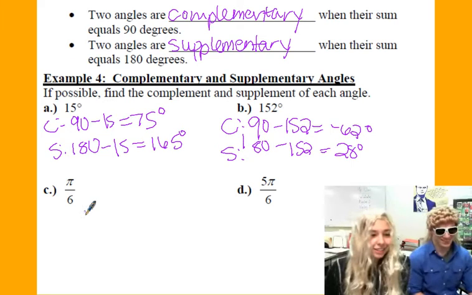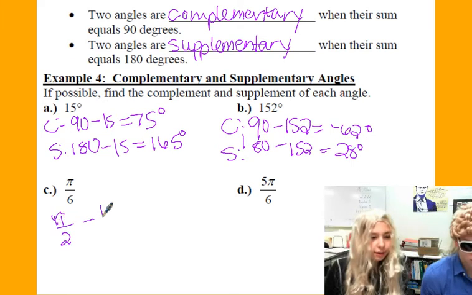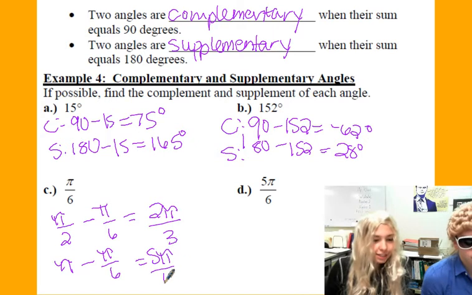Pi over 2 minus pi over 6 equals 2 pi over 3. Pi minus pi over 6 equals 5 pi over 6.